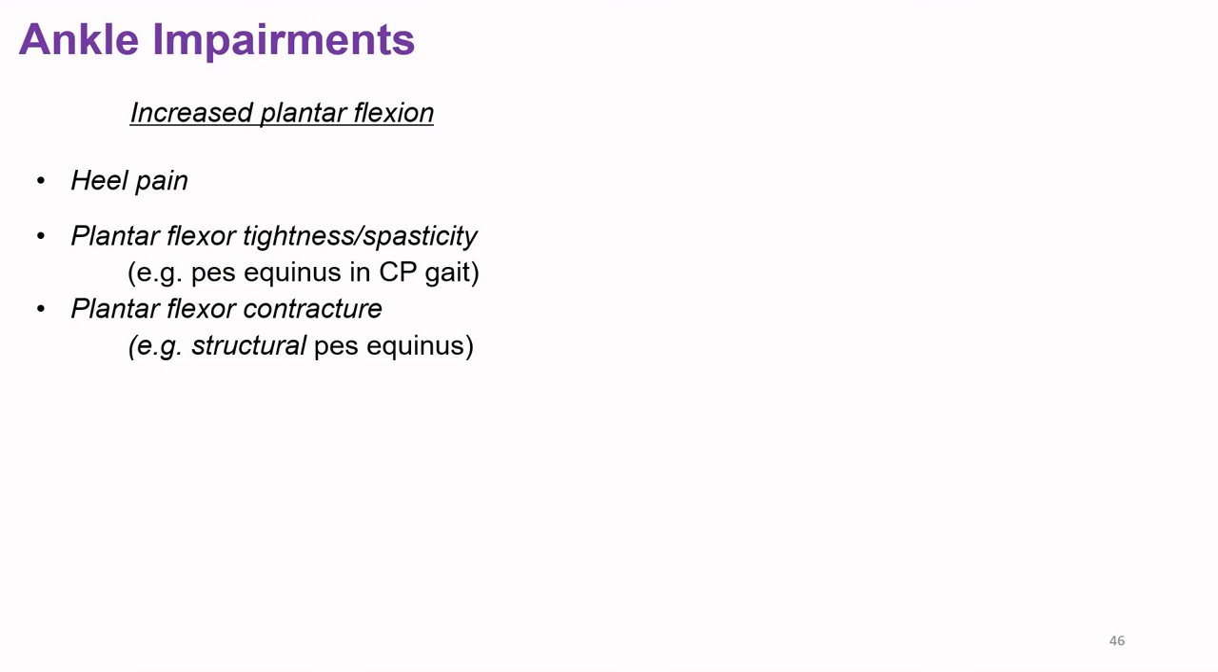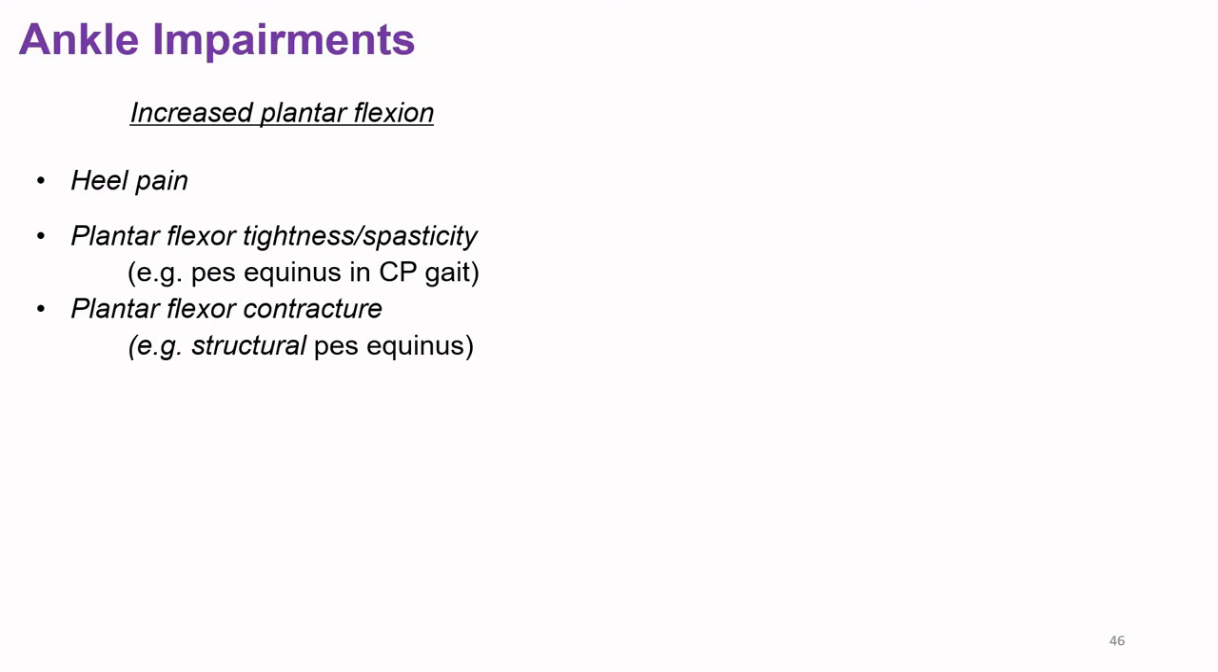Let's take a look at how impairments that are focal to a specific joint impact gait. At the ankle, there are a number of reasons why you might expect to see increased plantar flexion. This includes heel pain, plantar flexor tightness or spasticity, and plantar flexor contractures. Plantar flexor tightness or spasticity is seen with pes equinus in the gait of individuals affected by cerebral palsy. In pes equinus, the plantar flexor muscles and Achilles tendon are tightened. This limits dorsiflexion of the ankle.